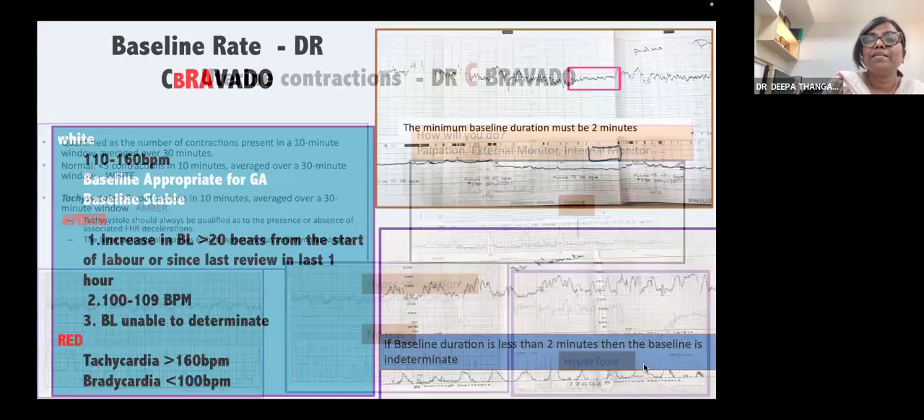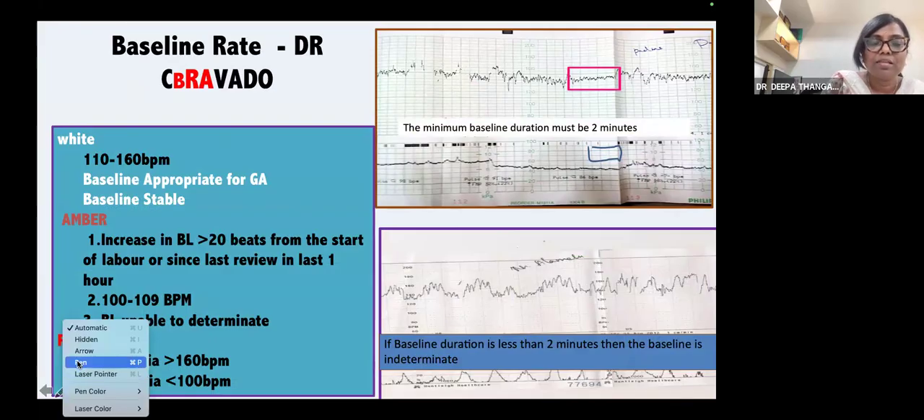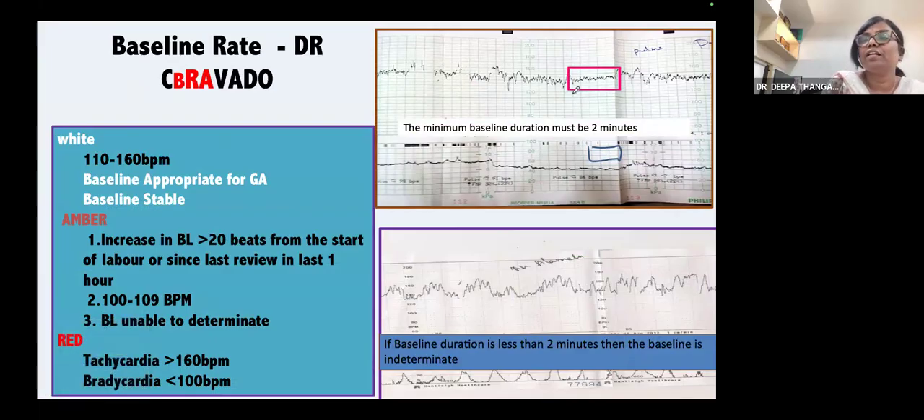Okay. So baseline appropriate for gestational age. These are all the things we discussed. So where do you see the baseline? The baseline has to be seen between the two large squares.